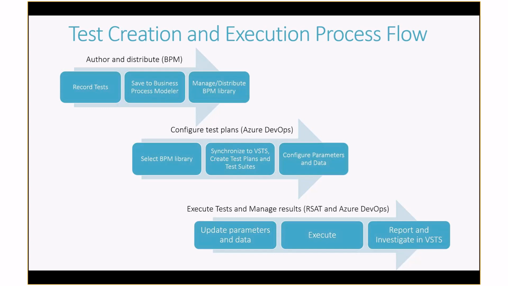The third thing you will be doing is executing and managing your test results. This is when you will be using the actual Regression Suite Automation Tool. You will be able to update parameters and test data from the tool itself, execute the test, and then go to Azure DevOps to look at test results and investigate.